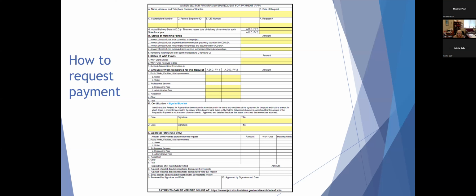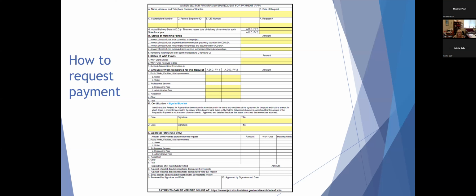Under status of matching funds, you're going to put the amount of match funds that you committed to your project. That is the amount of funds that you committed during the application process. That number is what we use to determine your percentage, and that was awarded points during the application process. So it's important that that number is correct.